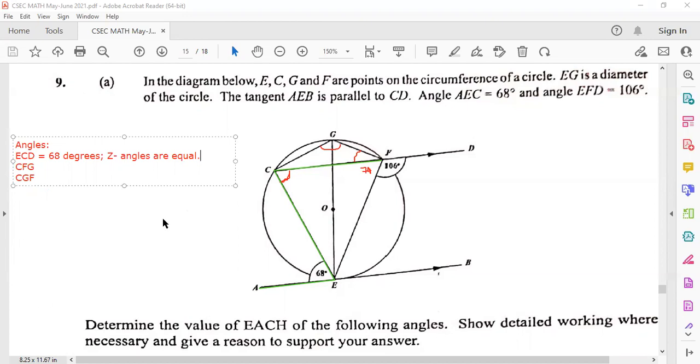All right. Let's see if we can. So this is 74. Do we have any more Z angles? Let me put the 68. All right, sorry, that's so bad. Just give me a second, ladies and gentlemen.